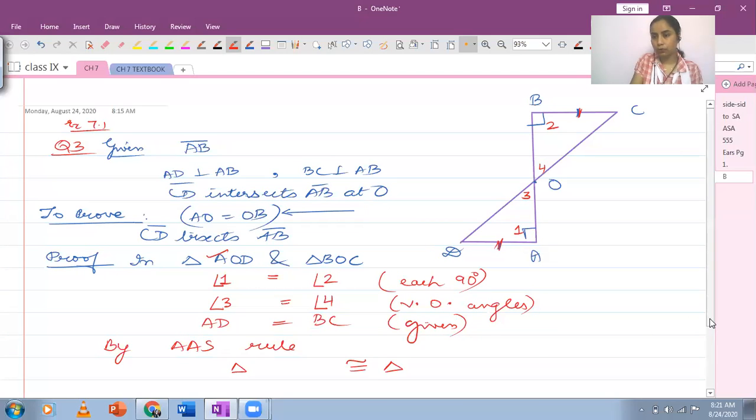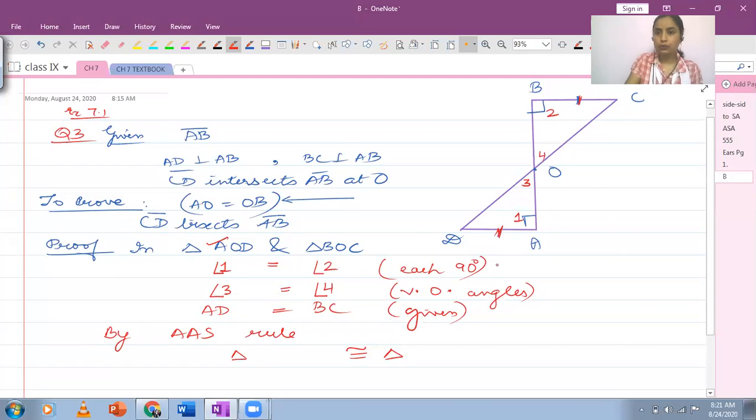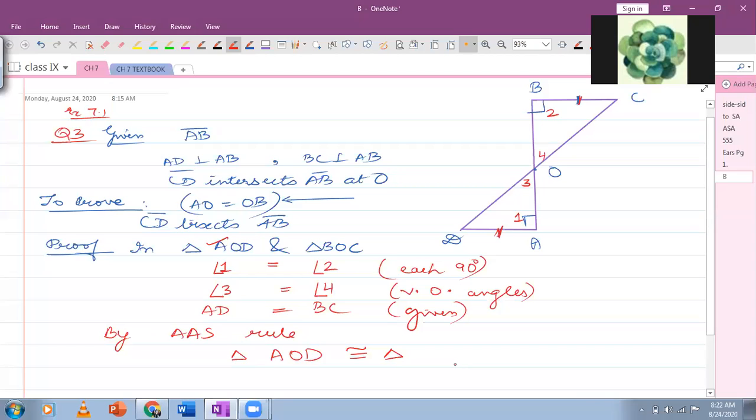So I'll just wait here or pause for a moment and ask you if I'm going to write down the congruence correspondence of the two triangles. Correspondence means I want to write down the vertices here now, and the vertices should be written in the correct matching order. So you can write down the name for the first triangle as such, AOD, and then be careful when you write down the name for the second triangle.